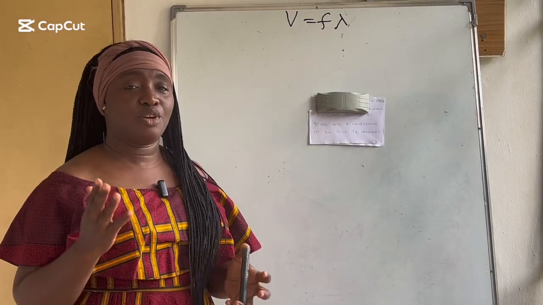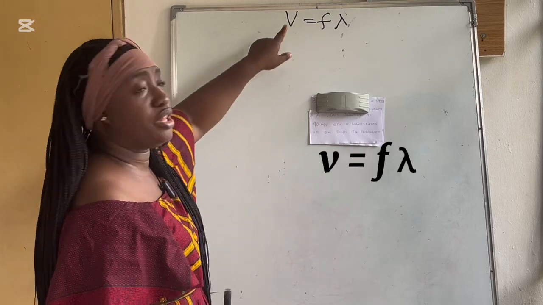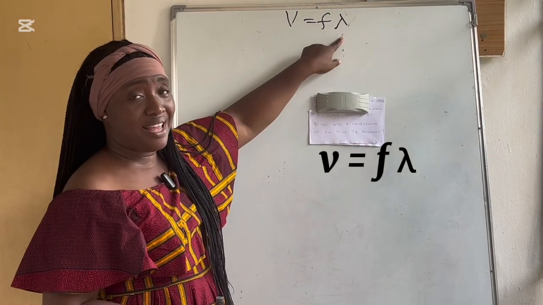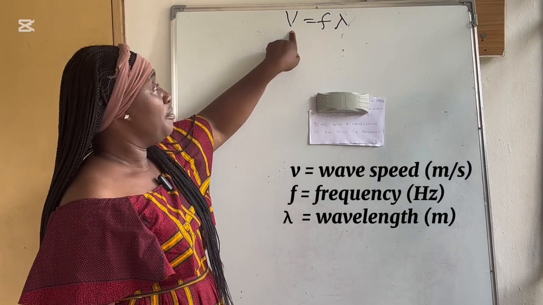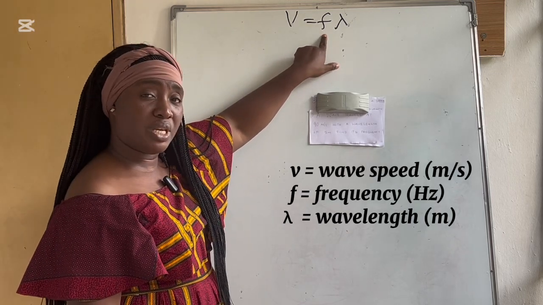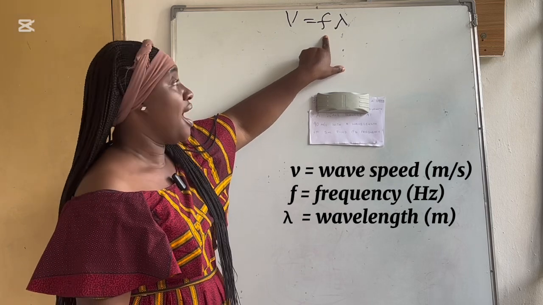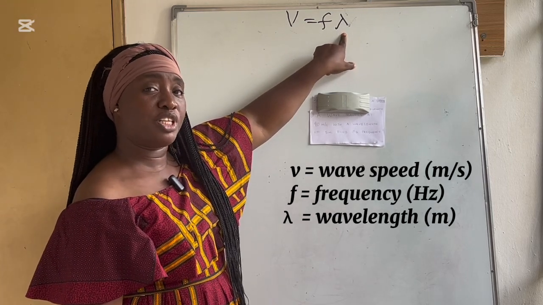Friends, let's solve simple questions on wave speed using the equation on the board. V is equal to F lambda. V represents wave speed measured in meters per second. F represents frequency measured in hertz, while lambda represents wavelength measured in meters.